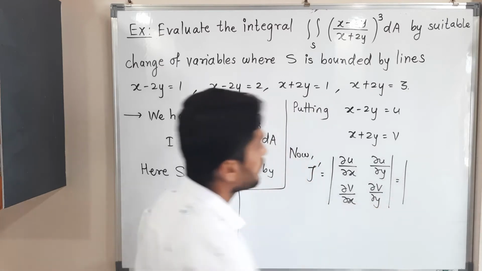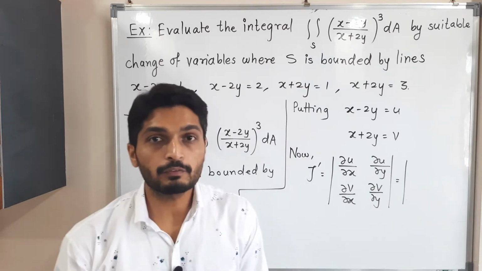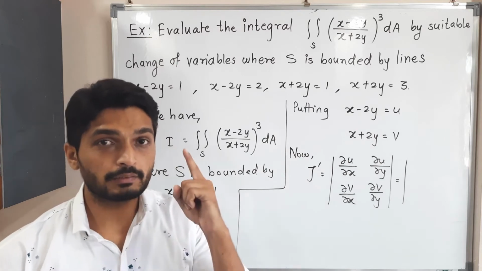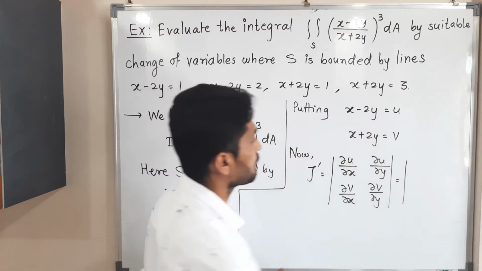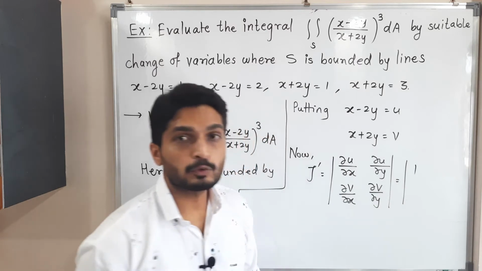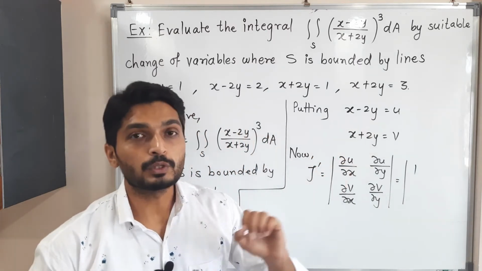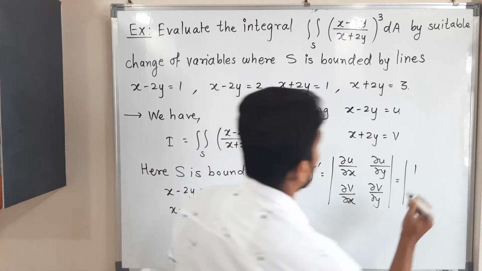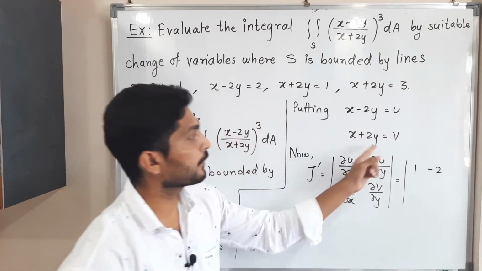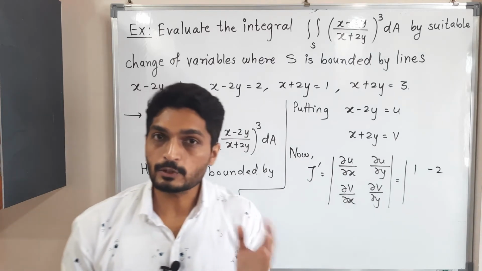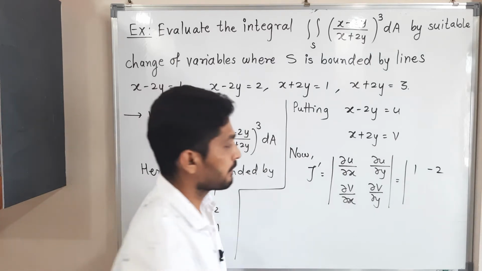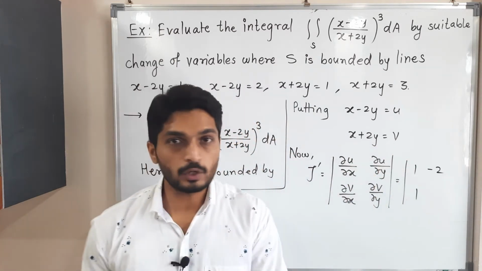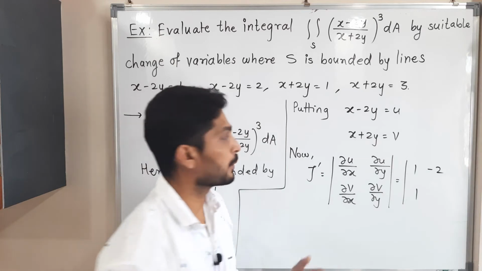So it is equal to del u by del x, the derivative of u with respect to x, which is 1, since y is constant its derivative is 0. Next, del u by del y: derivative of x is 0 and derivative of y is minus 2. Next, derivative of v with respect to x: y is constant so its derivative is 0, and derivative of x is 1. Now derivative of v with respect to y: x is constant, derivative is 0, and derivative of y is 2.